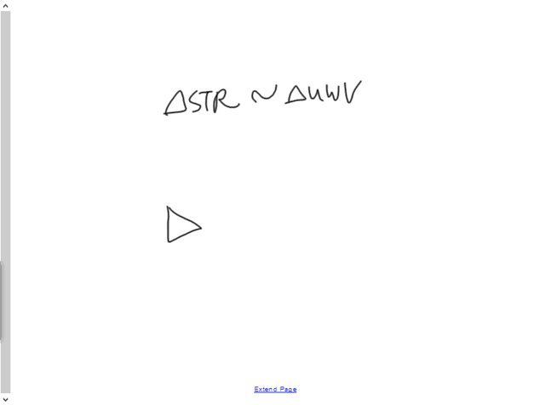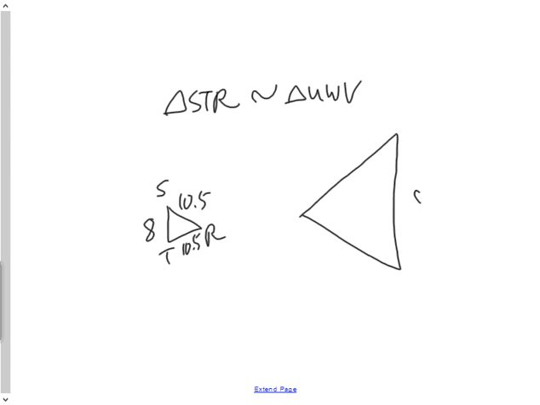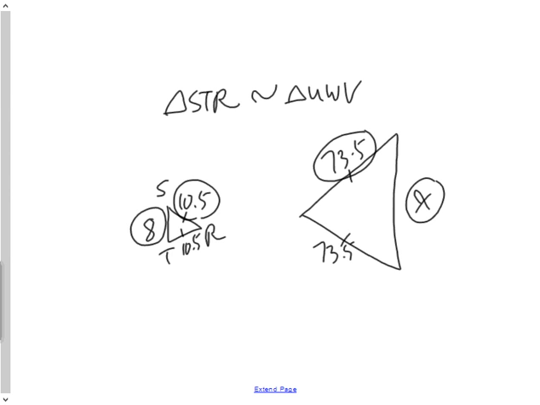It gives you this triangle here, and it said this is STR. The side lengths for this triangle are 8, 10.5, and 10.5. Then it gives you another one pointed in a different direction. It says this is X, this is 73.5, and this is 73.5. So really, this is an isosceles triangle, and this is an isosceles triangle. Because they're similar, the ratio or proportion created between those two will be proportional. So there are two ways we can solve it.